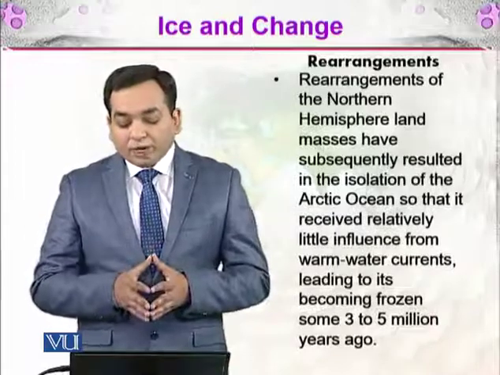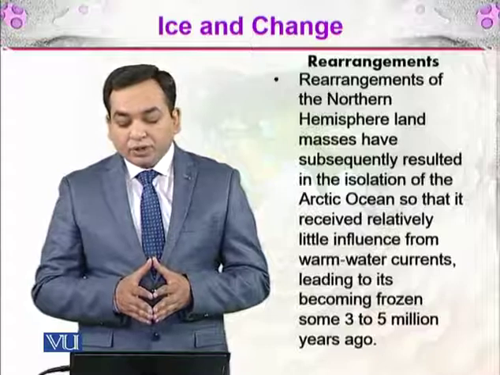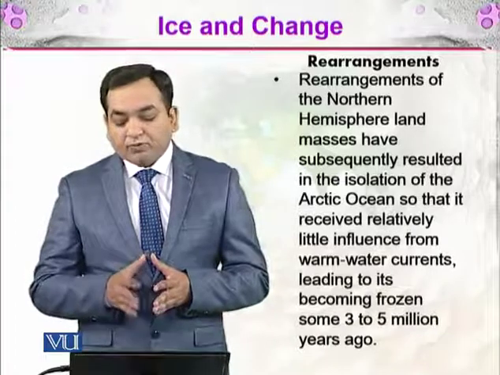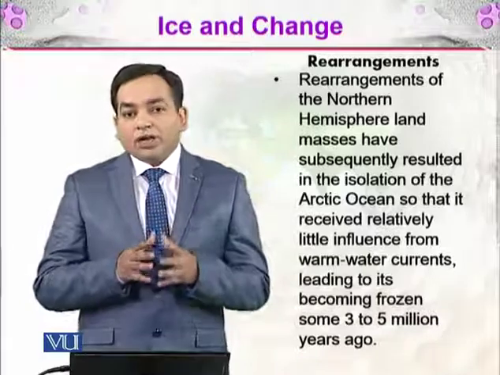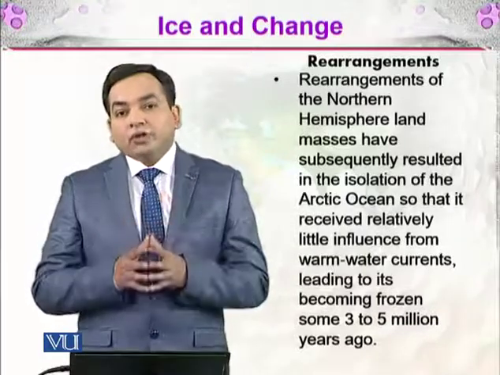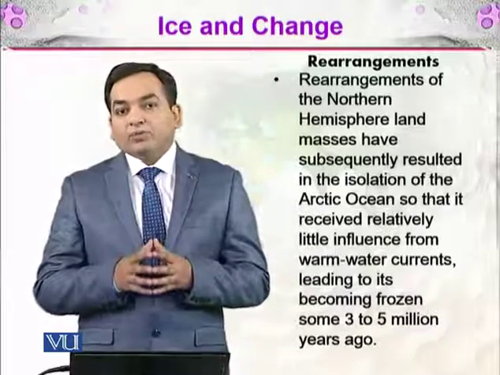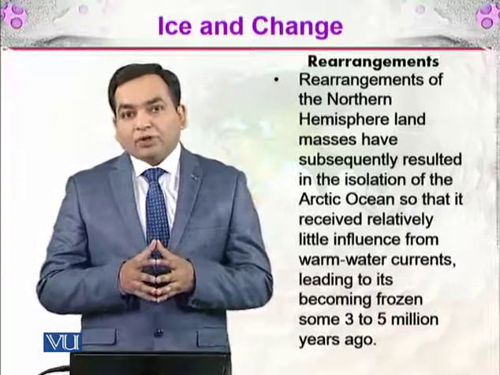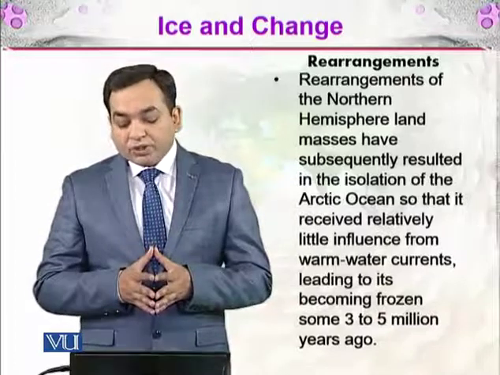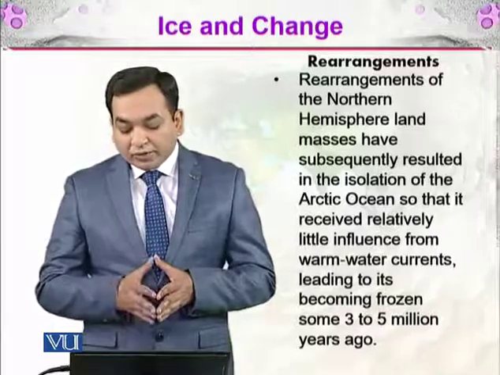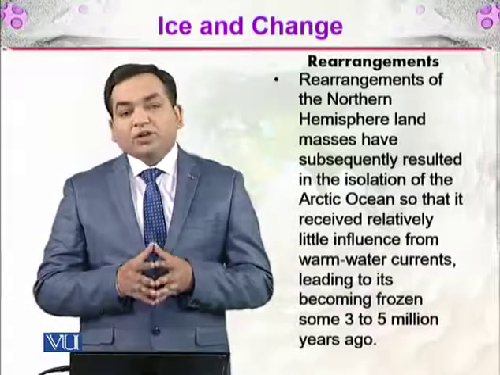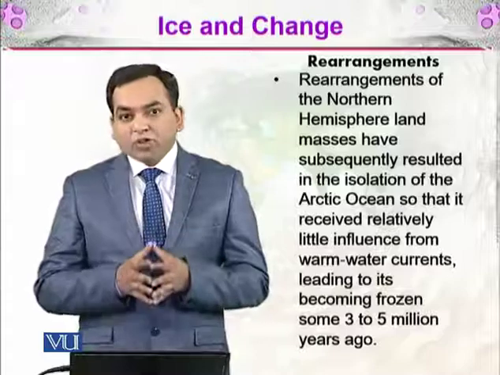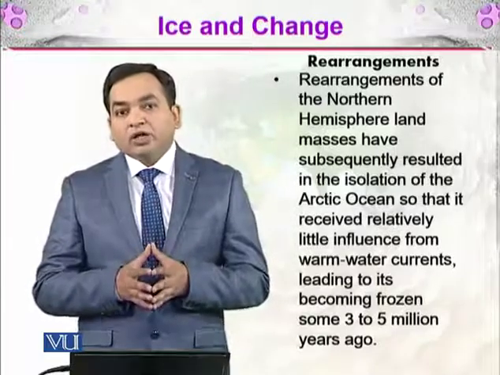The rearrangement of northern hemisphere land masses subsequently resulted in the isolation of the Arctic Ocean, so that it received relatively little influence from the warm water currents. Once it was isolated, there was less movement of warmer currents from the equator towards the northern seas, and this resulted in the North Pole freezing some 3 to 5 million years ago. So the process started 42 million years ago, and it completed with both poles, north as well as south, frozen 3 to 5 million years ago.